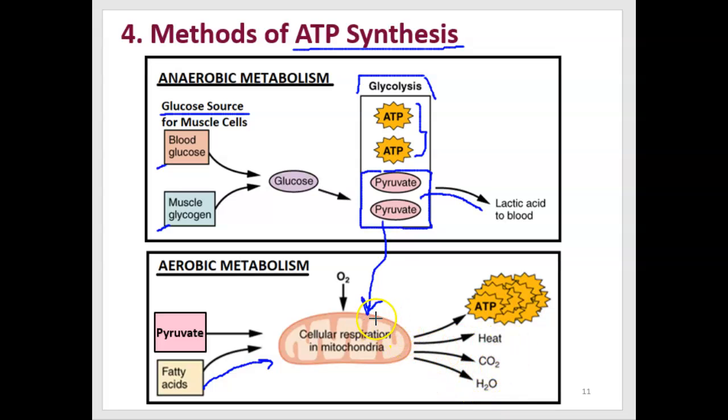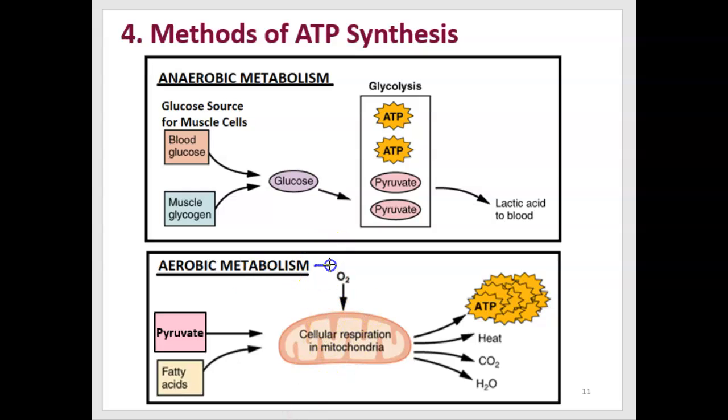But the Krebs cycle and the electron transport chain both occur in the mitochondria, and they both require oxygen. So you'll get water production, carbon dioxide, but most important, you're going to get ATP. You also get heat. That's where most of your body temperature comes from, your skeletal muscles generating ATP and the byproduct of heat. So the bottom line is a lot more ATP can be made if you use oxygen.